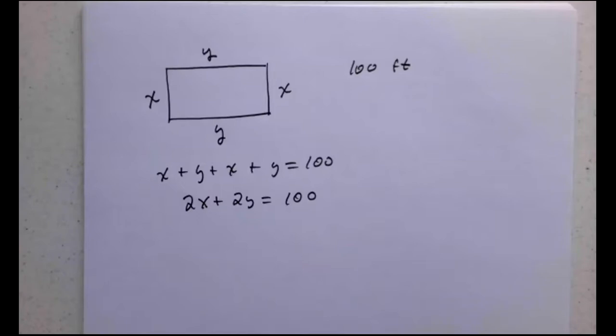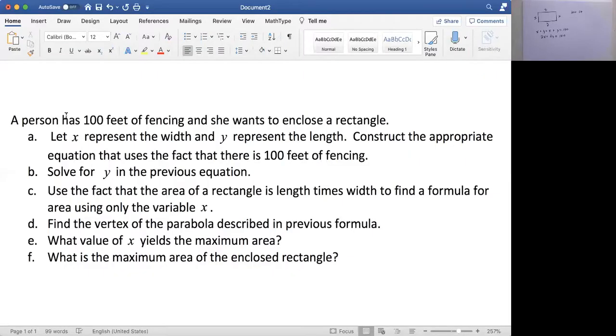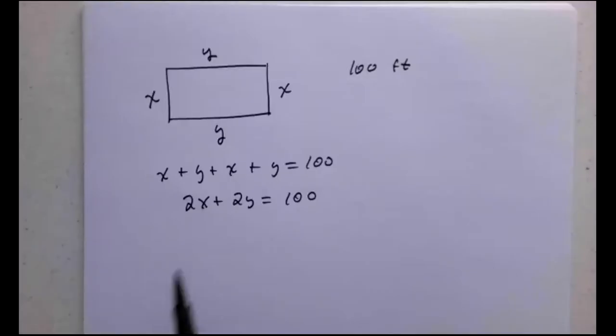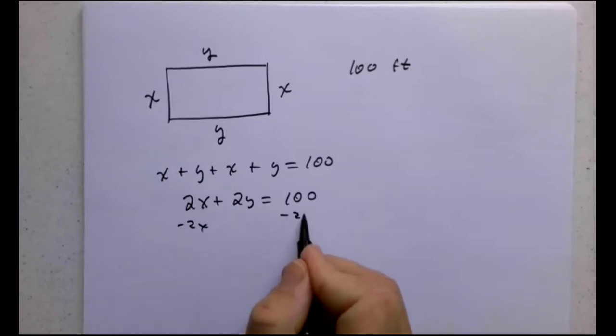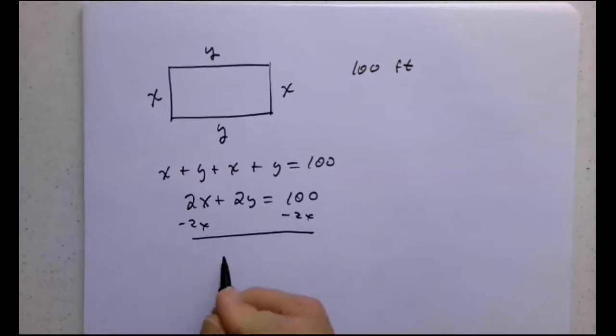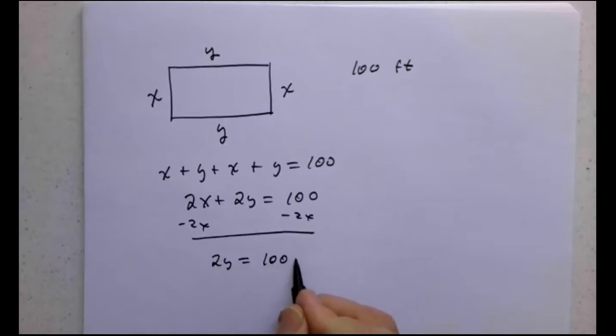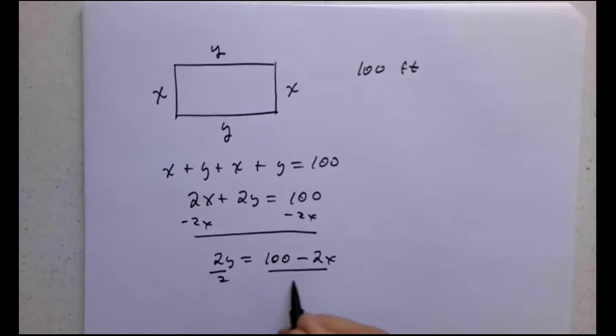Okay, what's the next thing it asks us to do? Solve for Y in that previous equation. Well, that's easy enough to do. So I have 2X plus 2Y is 100. To solve for Y, we'll subtract 2X from both sides. And we get 2Y is 100 minus 2X. So then divide both sides by 2.